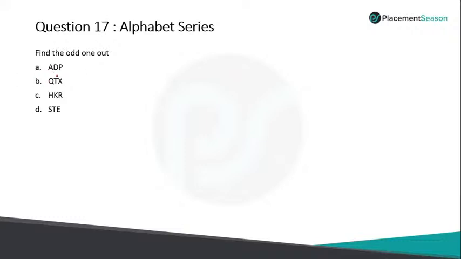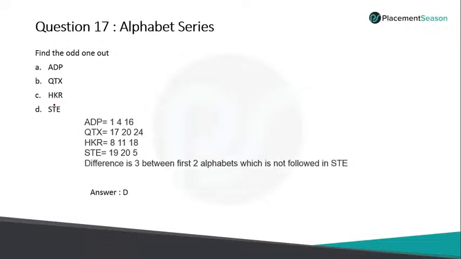See, it is having some relation between these. QTX, whether it is having some relation or not. Yes, it is having. The same way HKR and STE. If you see the relation in QTX, 17, 20, 24, the difference is 3, then 4. So 17 plus 3, 20 plus 4. HKR, it is 8, 11, 18. The comparison is there. STE: 19, 20 and 5.